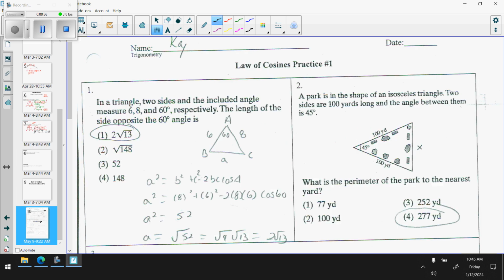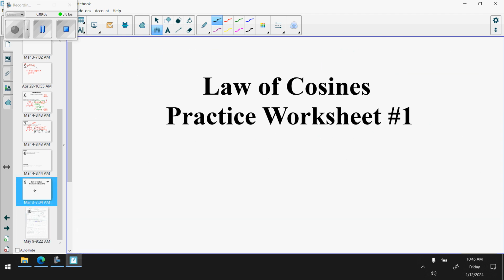There are 2 homework sheets. One kind of looks like this, law of sines, cosines practice 1 and 2. I want you to do 1 and 3 from both. Have a great weekend. Maybe see you Wednesday.